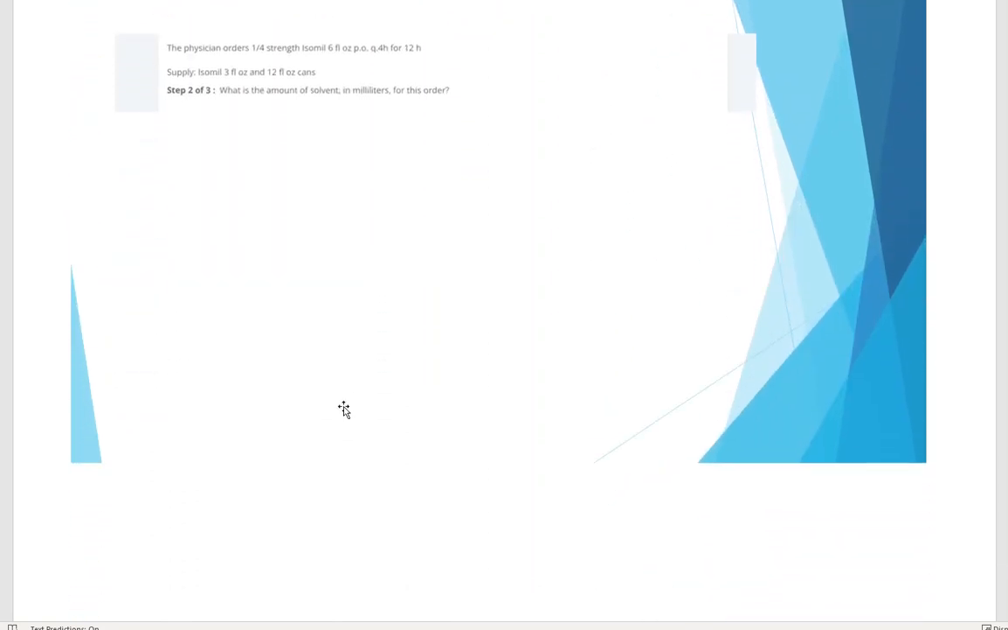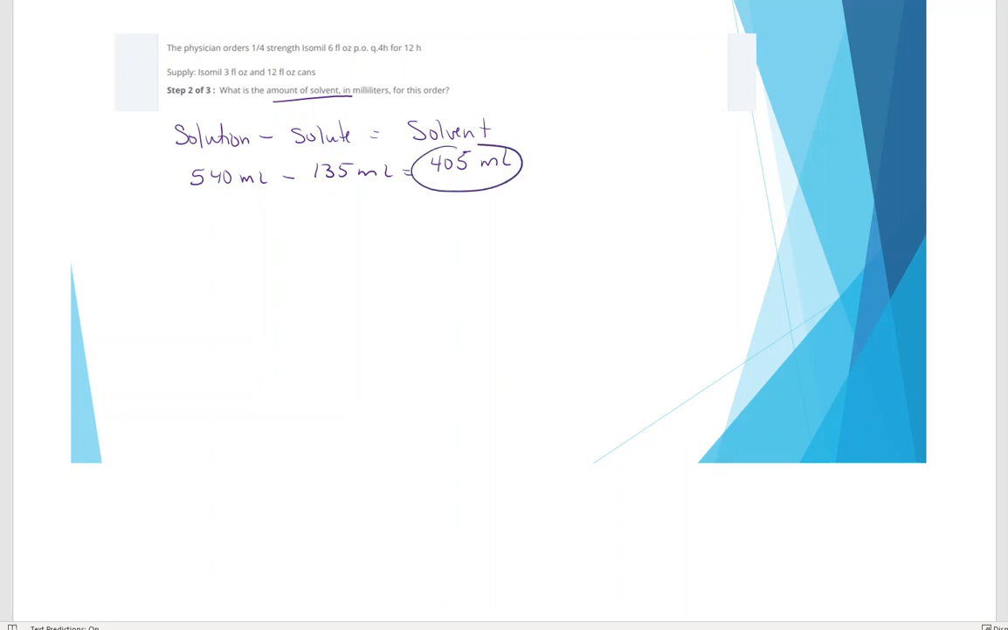Now part 2 of the same question is what's the amount of solvent? So again, solution minus solute equals solvent. My solution is 540 milliliters. My solute was 135 milliliters. That's what we just found. So 540 minus 135, and I'm going to get 405 milliliters of solvent in it. Whatever my solvent is, probably water. So that's how much solvent I need.